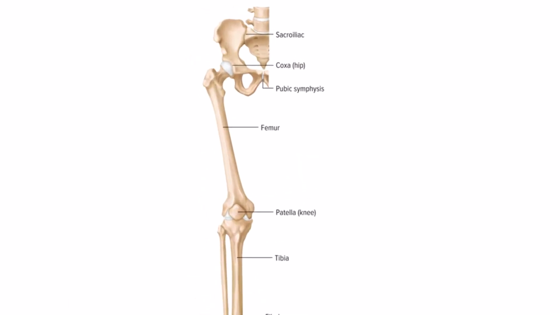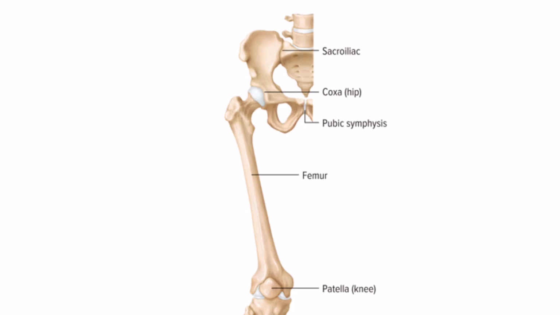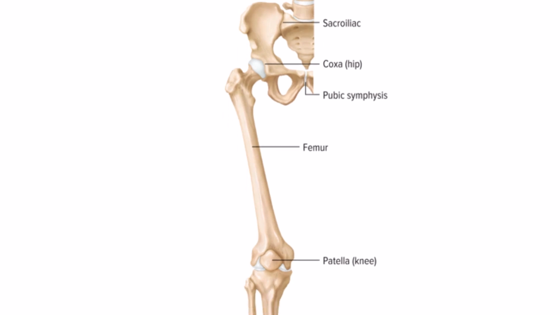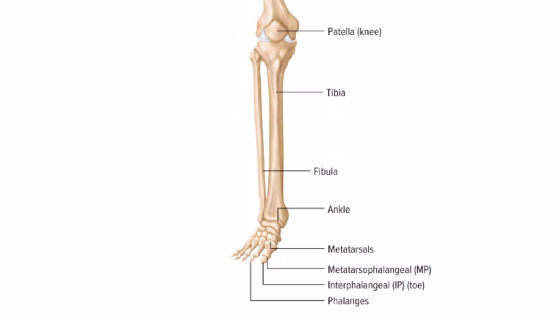Now we're going to look at bones of the legs and feet. So you see we have the sacroiliac at the top. That's that upper portion right where it connects from the sacrum to the iliac crest. And then we have the coxa, which is also known as the hip. And then the pubic symphysis, we saw that previously in the male and female pelvis area. It's a bit of cartilage between the two. And then you can see we have that long bone, which is the femur. Then we have that sesamoid bone, which is the patella or the kneecap. Then we have the tibia, which is the big shin bone, and the fibula. The fibula is a supporting bone to the tibia.